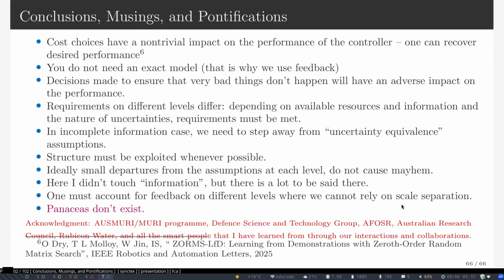You do not need an exact model. That's why we use feedback. Most of the time, we want to avoid making really bad decisions. That's why we have this constraint satisfaction. So from my perspective, constraint satisfaction is what is really important. And then depending on which level you operate, you have different information and computation requirements. And exploit the structure whenever needed.